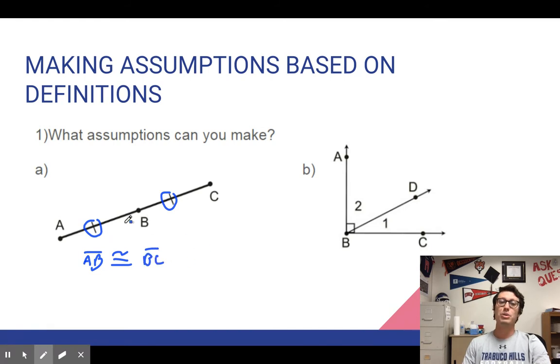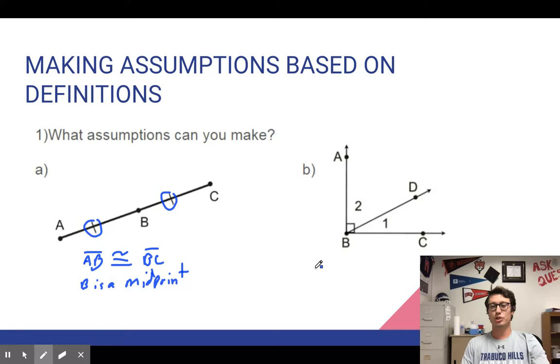But also, because these two parts of the segment are congruent to each other, which means they are equal, and since there are two of them, that means they're halves, we can also conclude that point B is a midpoint, right? The definition of a midpoint means to cut a segment in half. So this is definite. These are the two things that we can conclude just by looking at the picture without any words given to us. Over here, what can we conclude?